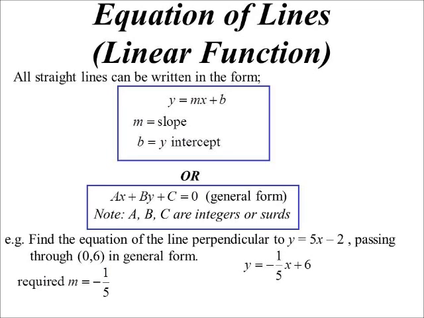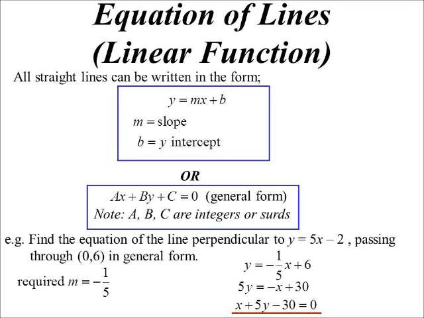-1/5 x plus 6. Of course, if I left it like that, I'd be wrong because I haven't read the question. It does say in general form. So we'll multiply everything by 5, move everything to one side. x plus 5y minus 30 is equal to 0.